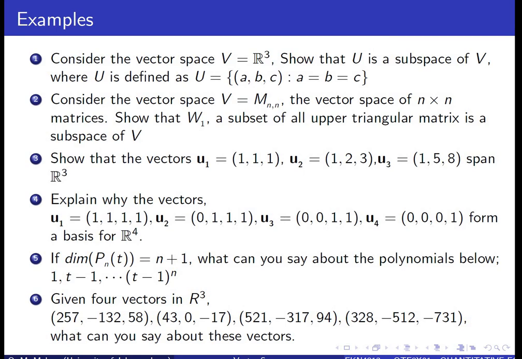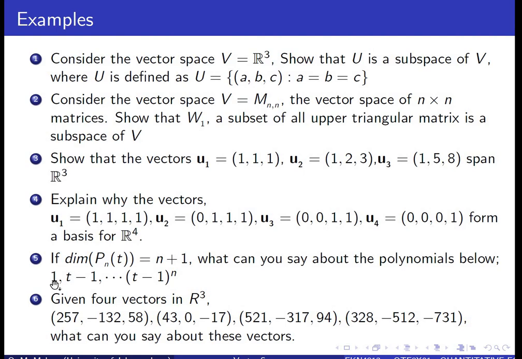And then we have: if the dimension of P(t) is equal to n plus 1. Okay, this is a polynomial space, right? It's the dimension of a polynomial space. What can you say about the polynomials below: 1, t minus 1, up to t minus n, right? Obviously these polynomials here can also form a basis for the polynomial space, right?